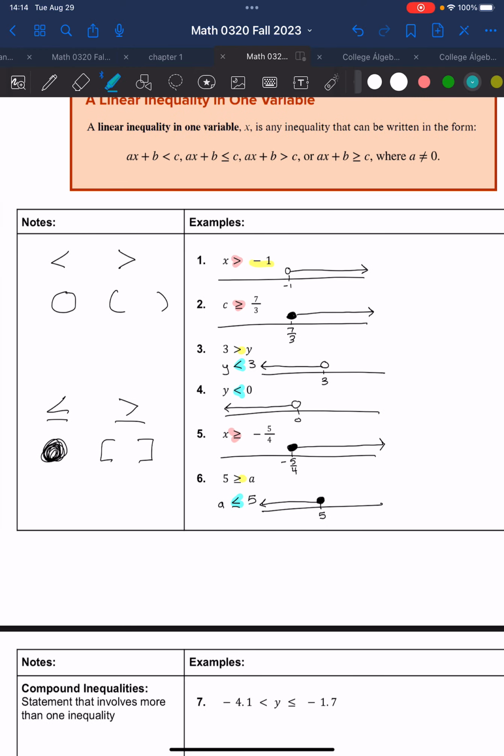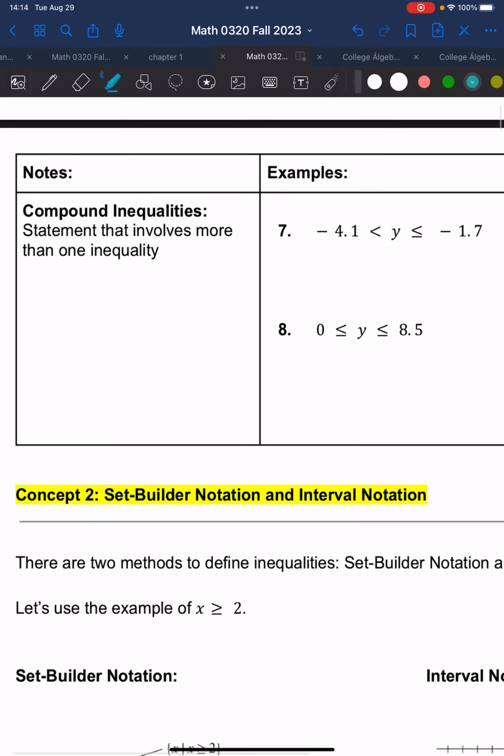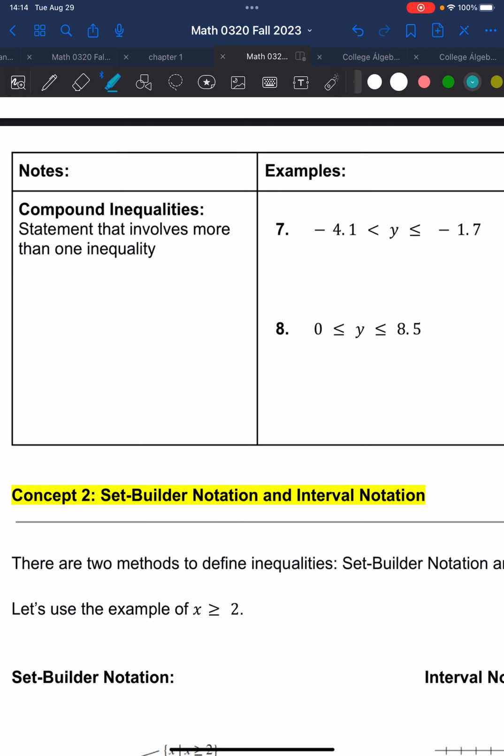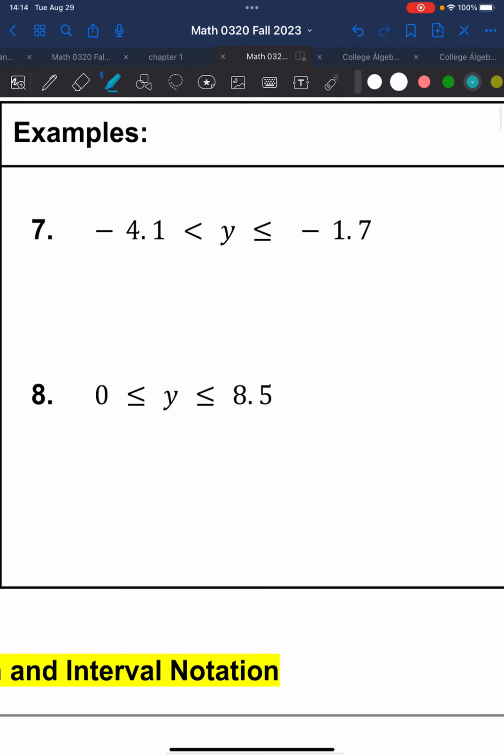Okay, so now that we looked at linear inequalities, let's look at compound inequalities. Compound inequalities are statements that involve more than one inequality. In these cases, we typically have our variable situated in between two inequalities. Looking at number 7, we have -4.1 is less than y, less than or equal to -1.7. So I'm going to go ahead and draw my number line.